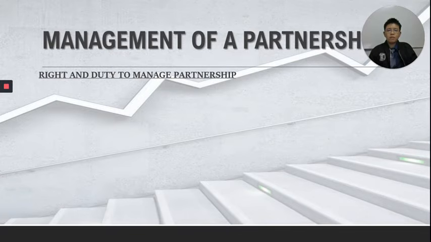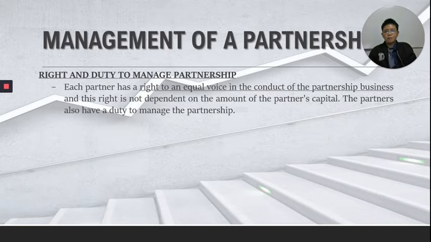So, remember, in 1800 up to 1803, partner has a right and a duty to manage the partnership. So this is both a right and a duty at the same time. Obviously, it is a right because partner has an equal voice in the conduct of the partnership business. So, kailangan, syempre, makialam sila and gusto nilang makialam sa management ng partnership nila. That's why it is a right to manage the partnership.